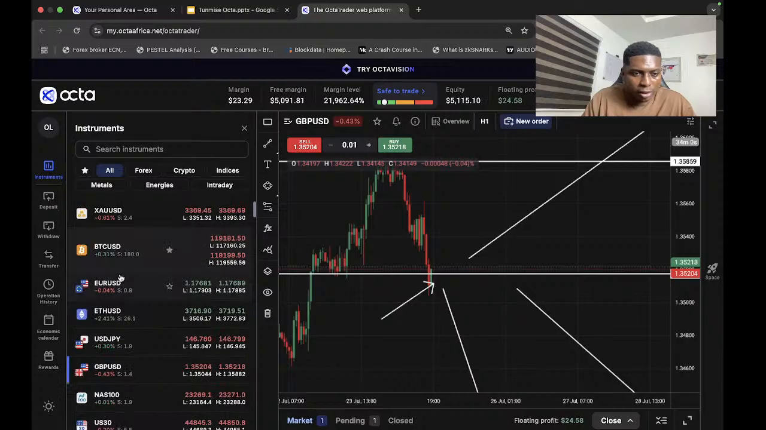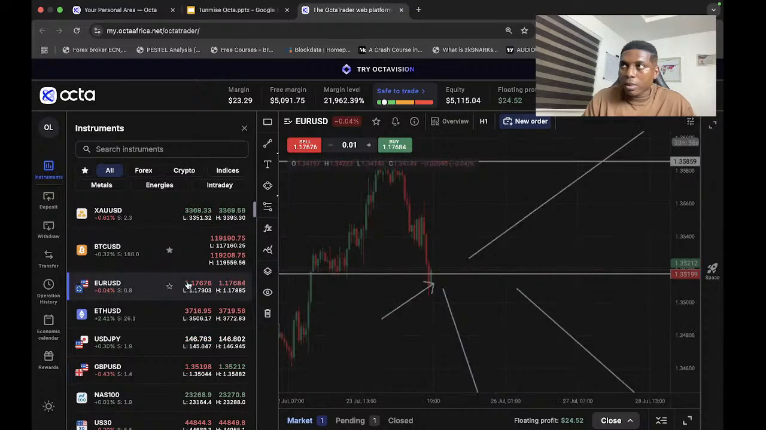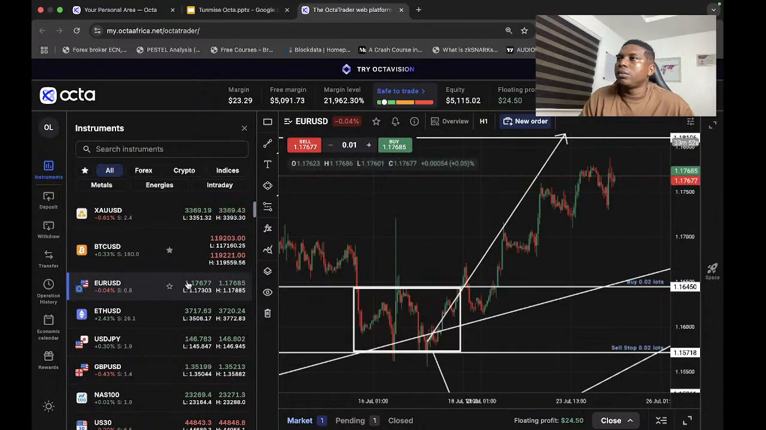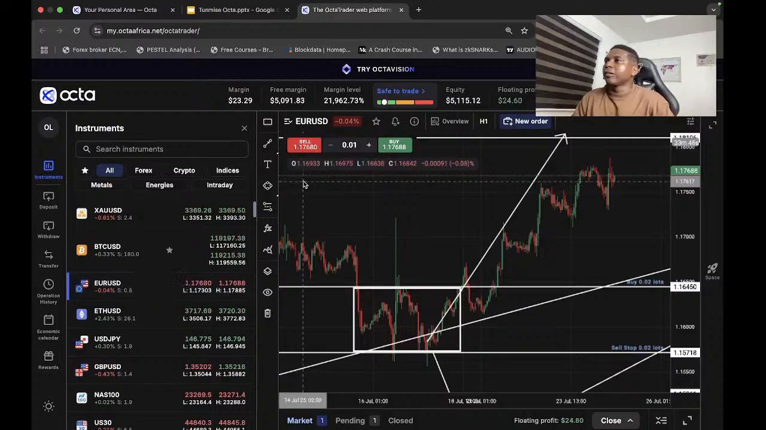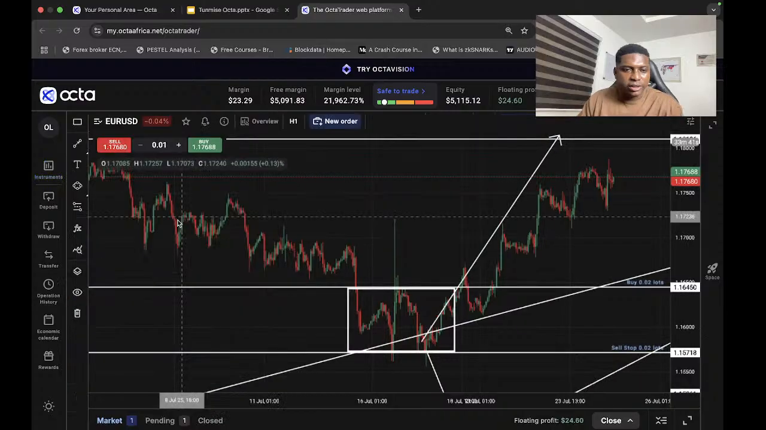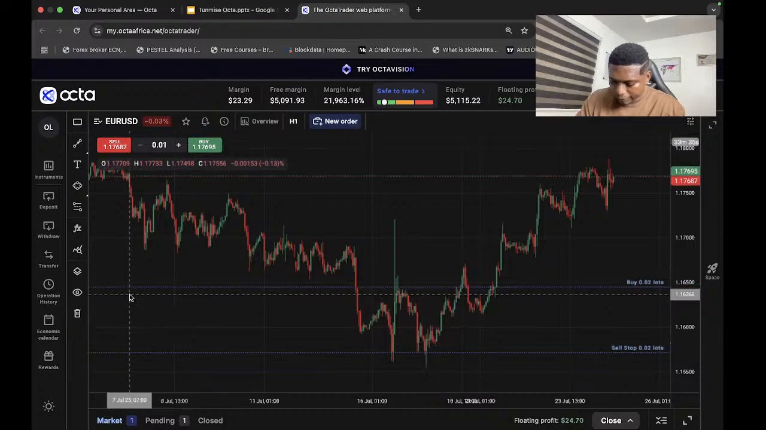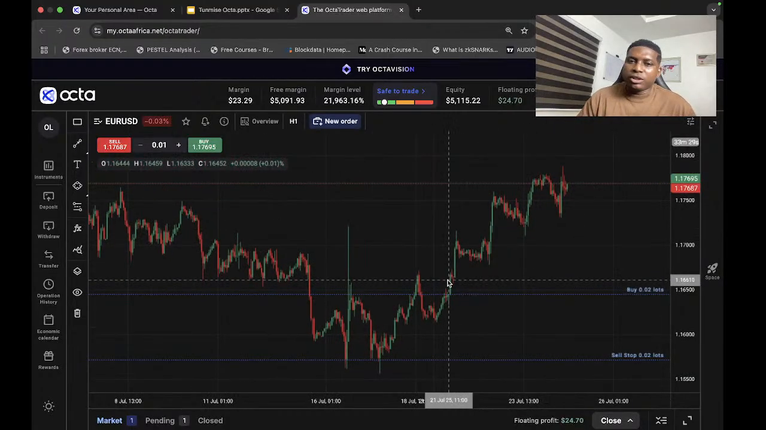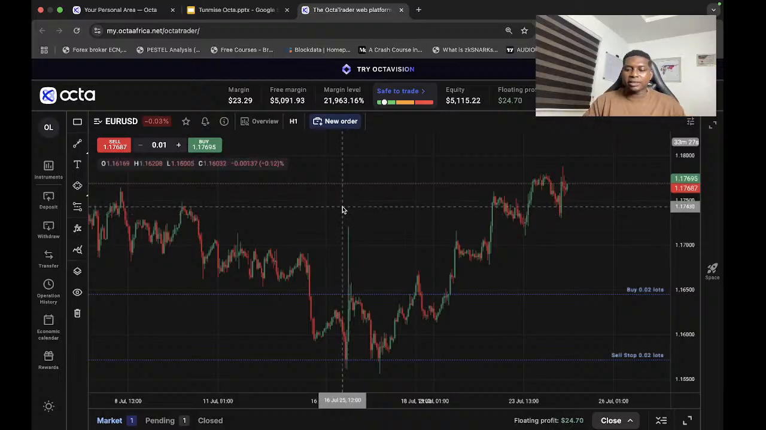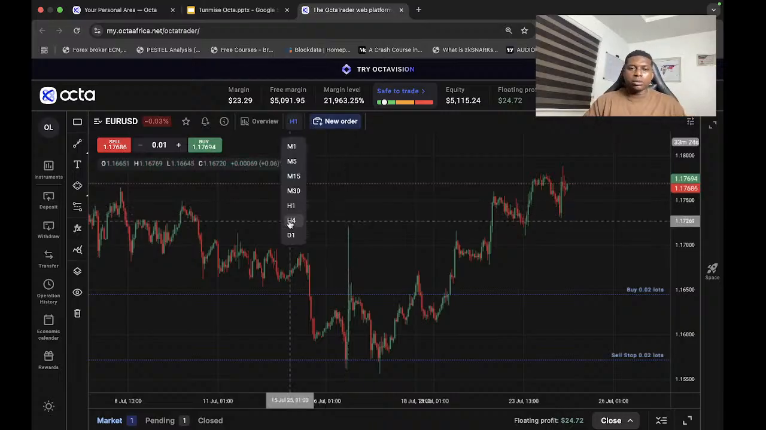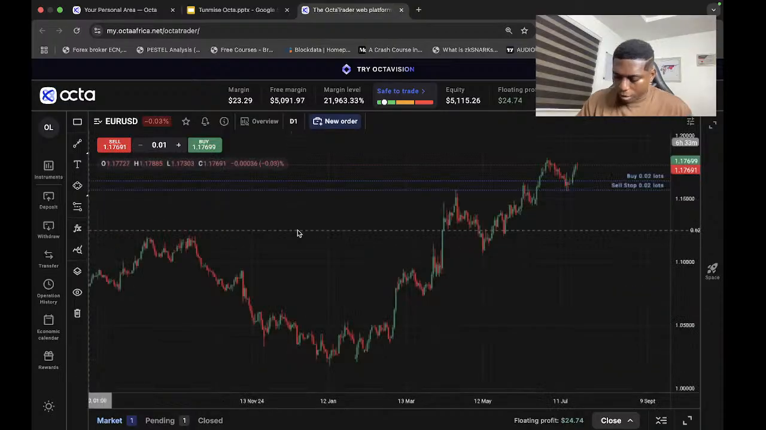Let's explore Euro USD. So this is Euro USD. Let me take this off. All right, so this is the Euro USD chart. Let's go down to the daily time frame.